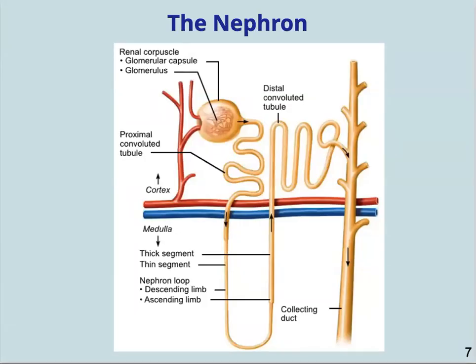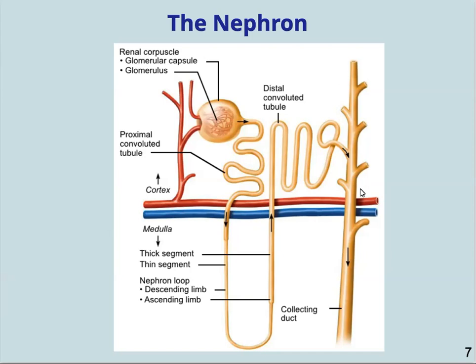Nephrons are the functional units of the kidney, and each consists of a renal corpuscle and renal tubules. The renal corpuscle includes the glomerulus and the glomerular capsule, whereas the renal tubules consist of the proximal convoluted tubule, the loop of Henle or nephron loop, including the descending limb and ascending limb, and the distal convoluted tubule. You can see here that the distal convoluted tubules of different nephrons merge into the collecting duct.